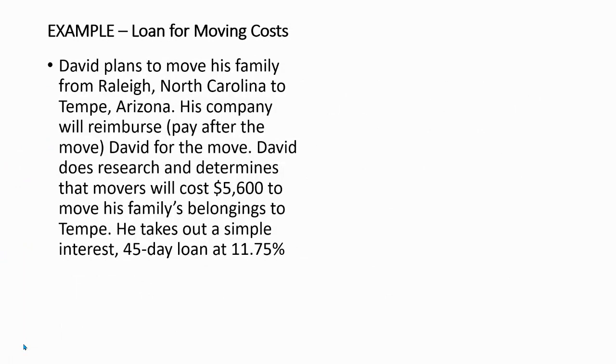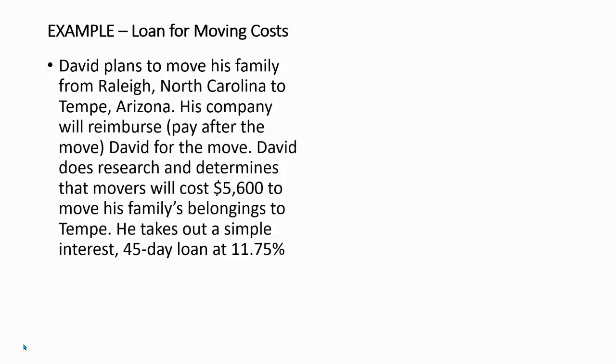Yeah, so moving from Raleigh to Arizona. The company is going to pay us back for the move. So when we make this move, we're going to get our money back. We do the research and we determine that to move over there, just to move our stuff, the movers themselves are going to cost $5,600 to move our belongings.